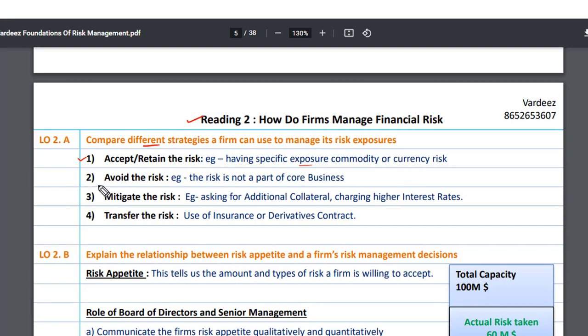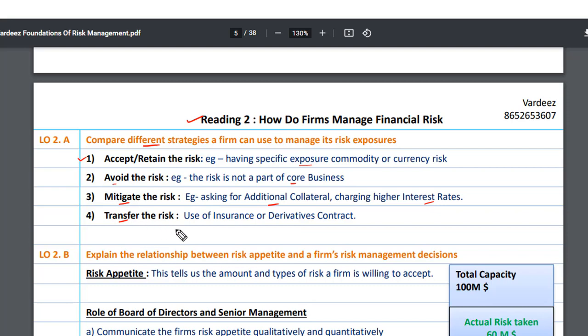Okay. Secondly, I would avoid the risk if that is not part of my core business. If something is not part of my core business, I would try to refrain from that particular risk. Now, the third strategy is to mitigate. After acceptance, you can mitigate it or you can transfer it. You would mitigate by asking for additional collateral. A bank may ask for additional collateral to be on the safer side, and they can also charge a higher interest rate because they're taking more risk. That could also be one of the ways in which you can mitigate the risk.